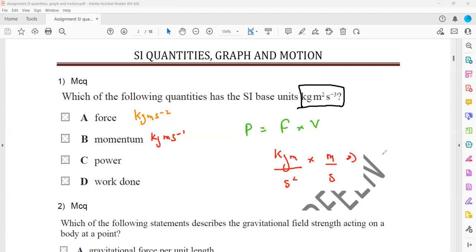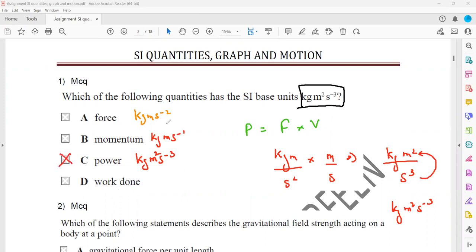When we simplify this, it will turn out to be kilogram meter square second raised to power 3 in the denominator. This will move to the numerator, so it will turn out to be kilogram meter square second raised to power minus 3. So the base unit of power is kilogram meter square second raised to power minus 3. It matches option C, so C will be the right answer.